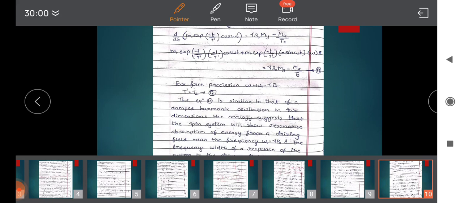So we are left with m into exponential of minus t divided by t dash, into minus t divided by t dash, cos omega t. Here is the product of two functions: m into exponential of minus t divided by t dash.